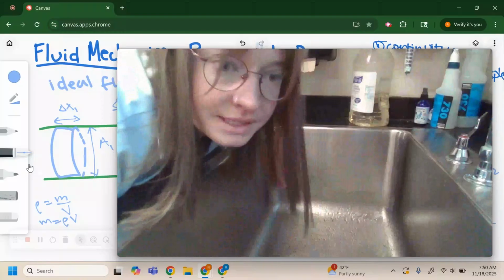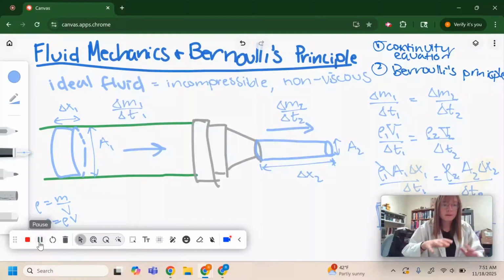Okay, in 1 second we're going to transition back over. Okay, now, whoops, I forgot to plug in my computer. That could have been dangerous.